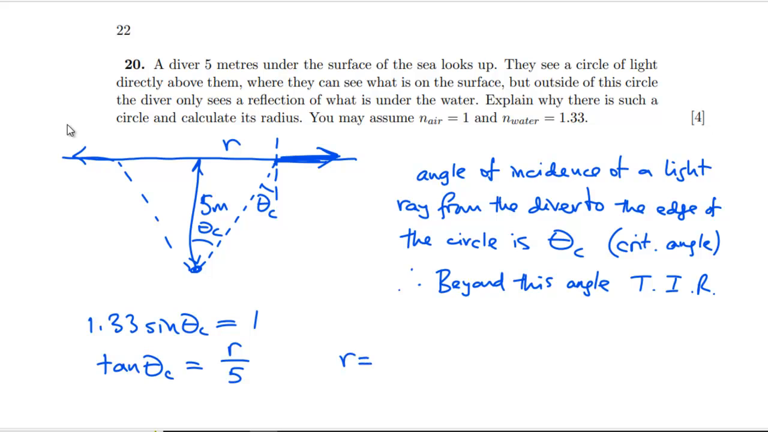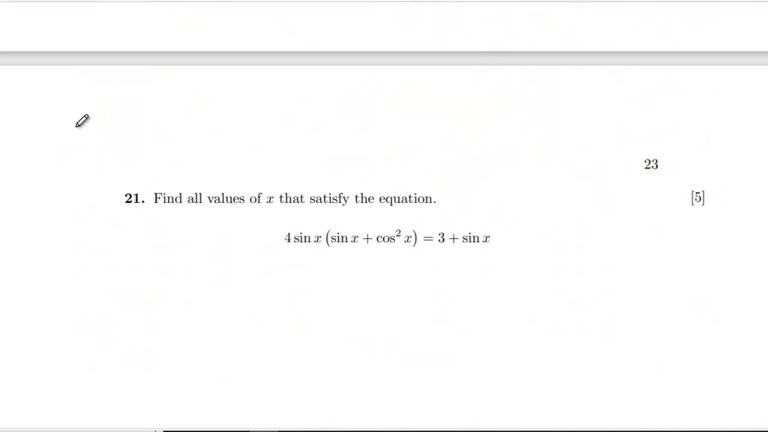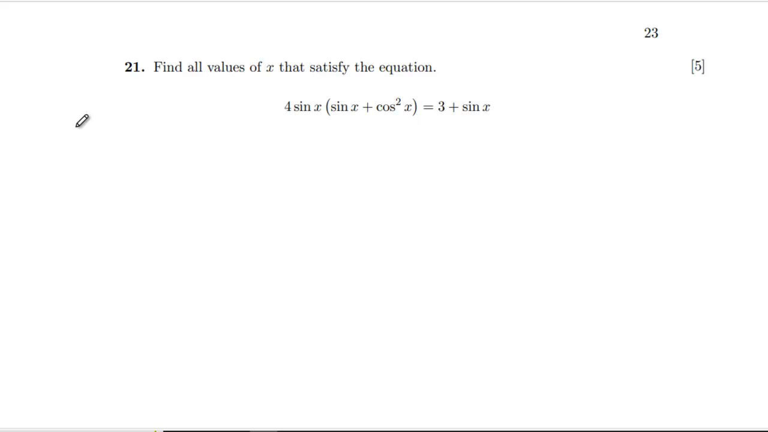So we just need to plug all of this in and get the, we're working out r, aren't we? So r is equal to 5 tan theta c, and theta c is sine to the minus 1 of 1 over 1.33. So if we plug all of that in, we get that r is 5.70210321. So 5.7 meters. That's a nice question. I like that. Something a bit different. It's relatively easy to do the calculation, but conceptually you have to get inside it.